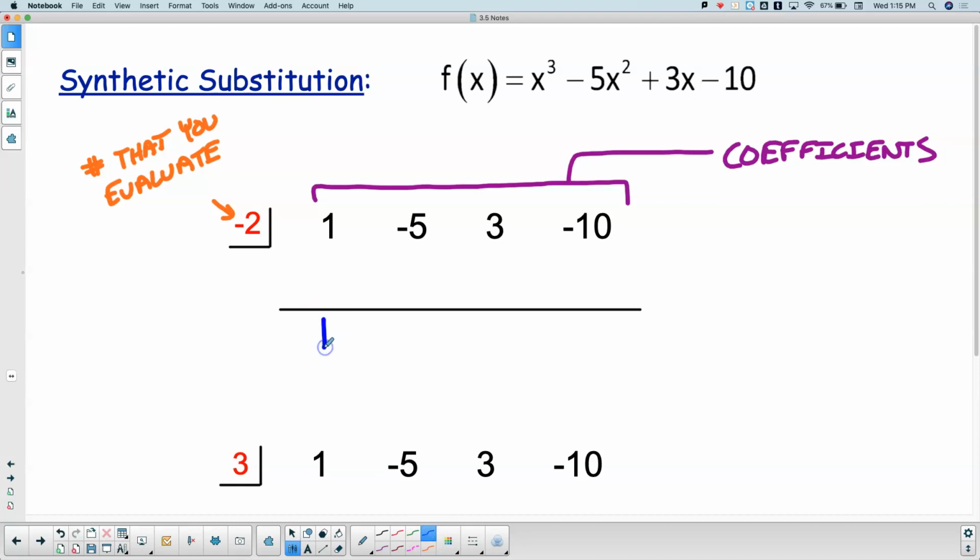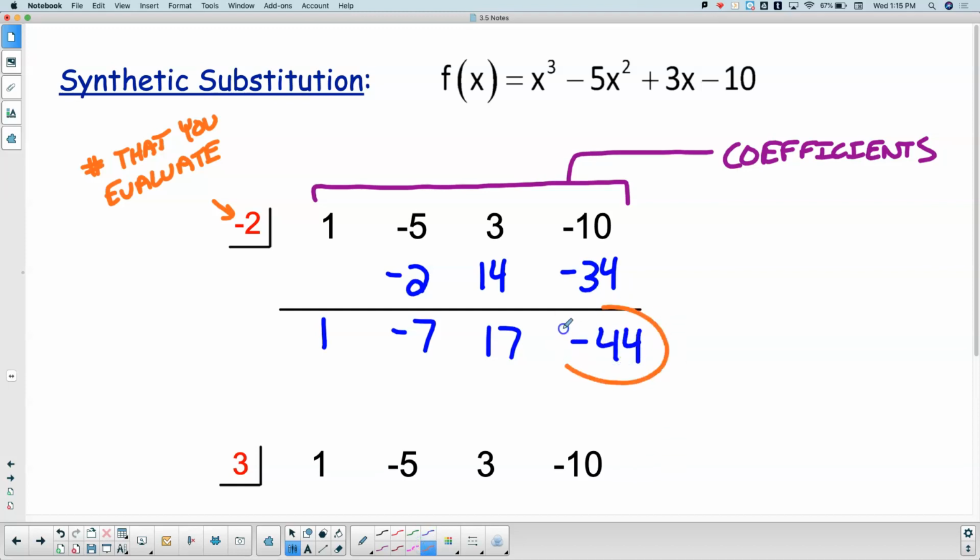You've done some synthetic substitution, synthetic division before. Drop the first one, multiply, so that gives me -2. Add those two together gives me -7. Multiply by -2 gives me +14. Add those two together gives me 17. Multiply by -2 gives me -34. Add those two together gives me -44. So this right here tells me that f of -2 is -44.